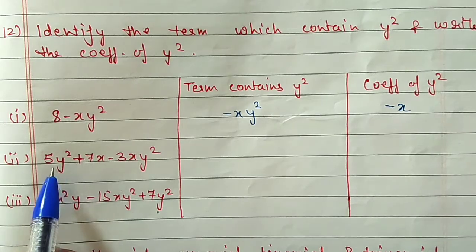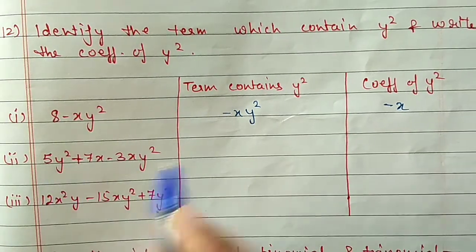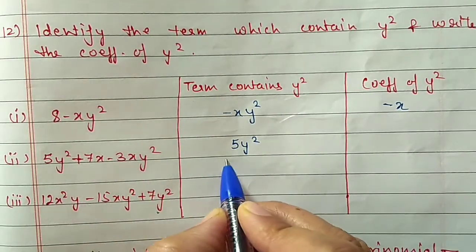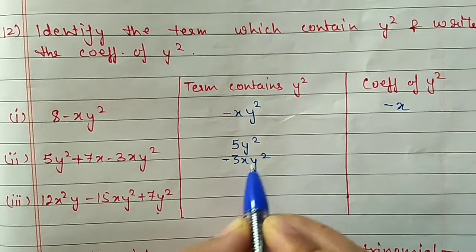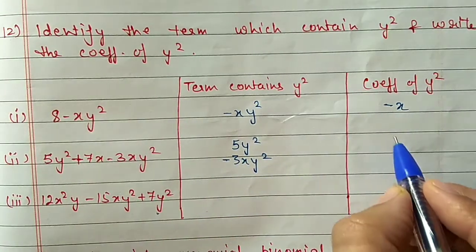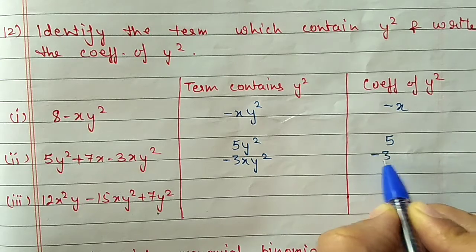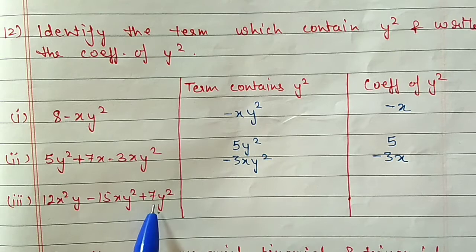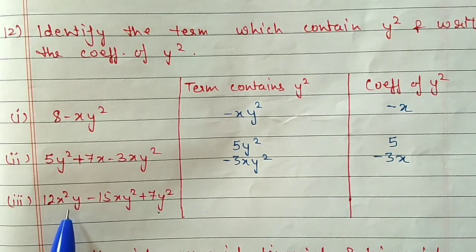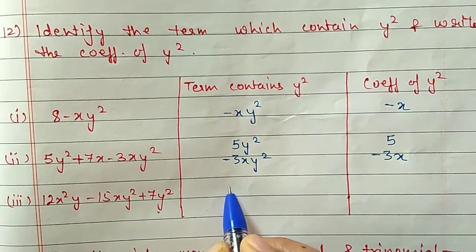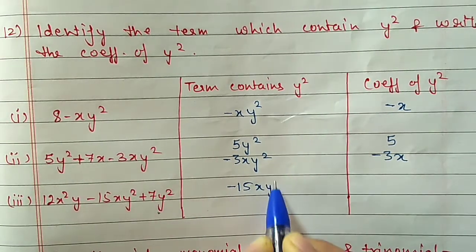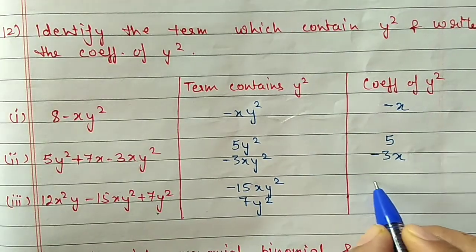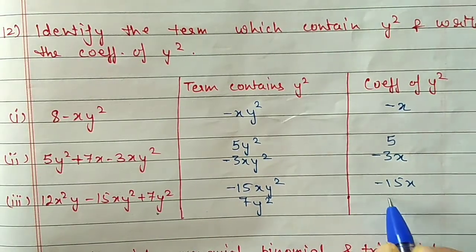In second one we have three terms, 1, 2 and 3. First one is having y square, second one is not having y square, and then third one is there. And coefficient of y square, in first it is 5 and second one it is minus 3x. Next, here we have three terms, 1, 2 and 3. First one we have only y, not y square. Second one is having y square, 15xy square, and third one also having y square. So from here coefficient of y square is minus 15x, and from here 7.